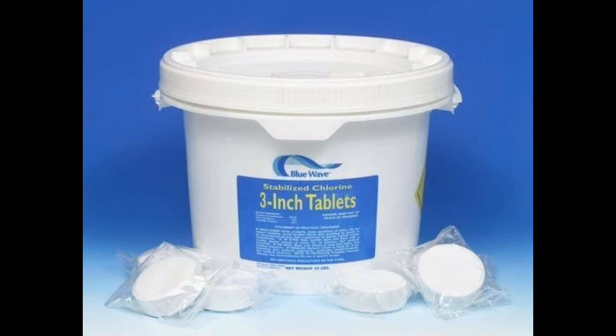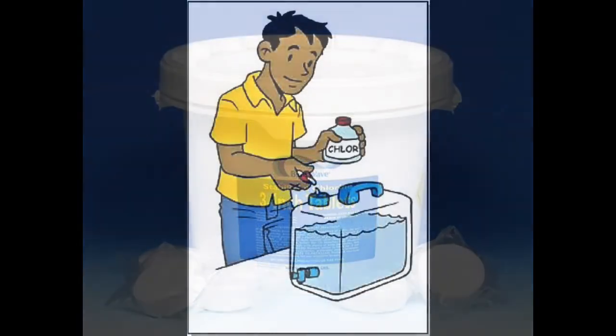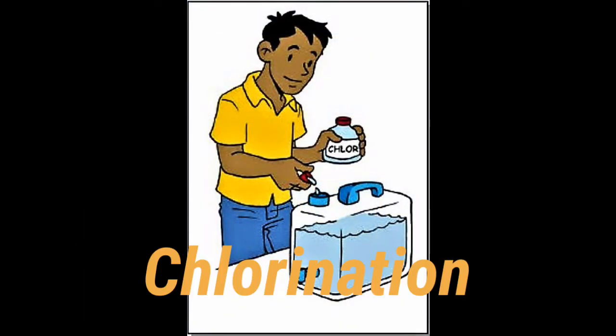Germs present in water can be killed by adding chlorine in the form of tablets or any other form. The process of adding chlorine to water to kill germs is called chlorination.